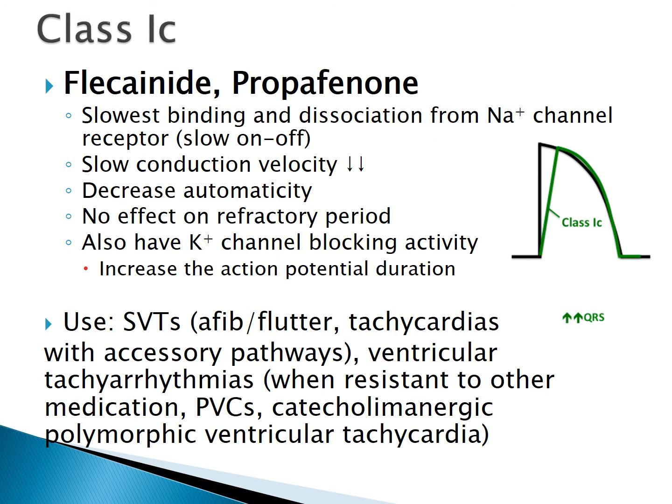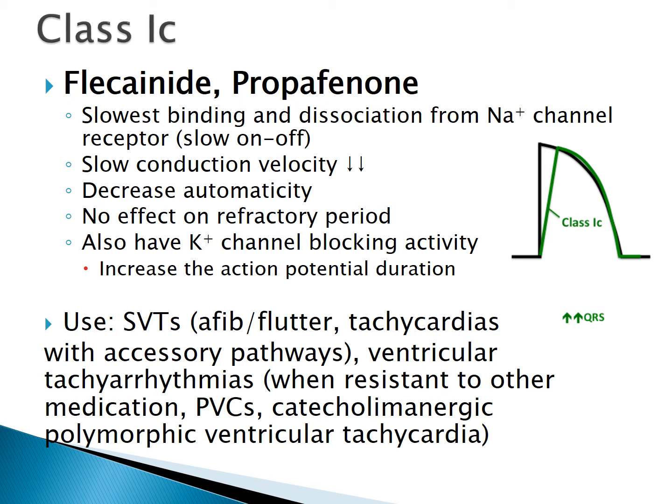Flecainide and propafenone are the strongest sodium channel blockers and make up class 1C. They are the slowest at binding and dissociation from the sodium receptors. They have the greatest impact on slowing conduction velocity and also decrease automaticity. You can see from the diagram that they change the slope of phase 0 the most, and this causes the greatest impact on the QRS of all the sodium channel blockers.